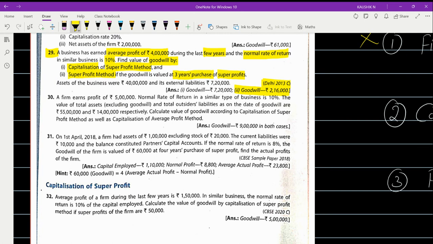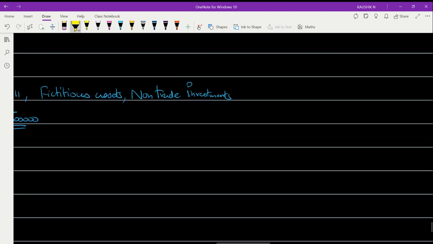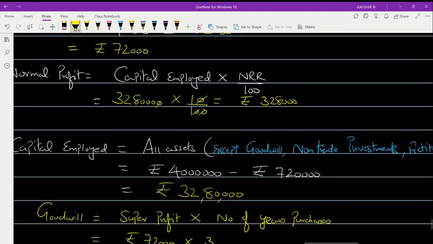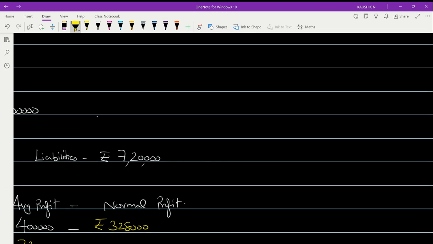Okay, once we finish the goodwill with the super profit method, we will be able to go for the capitalization method. So now you go for the capitalization method. Okay, you just need to change the formula alone, right? So what is the formula? The formula is very simple.